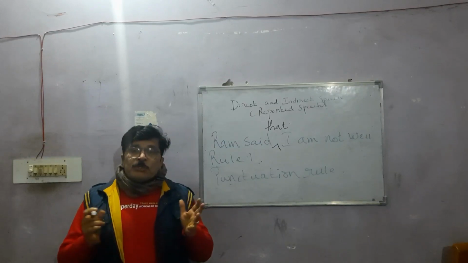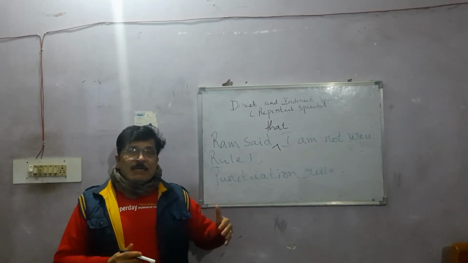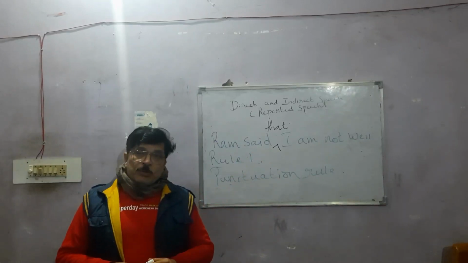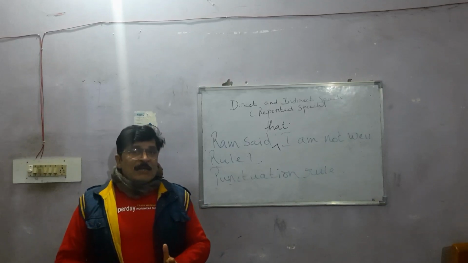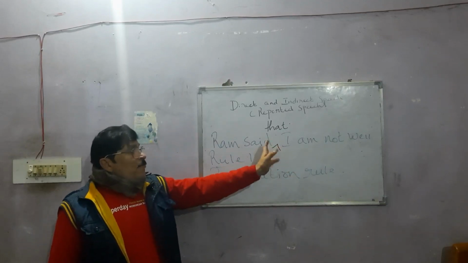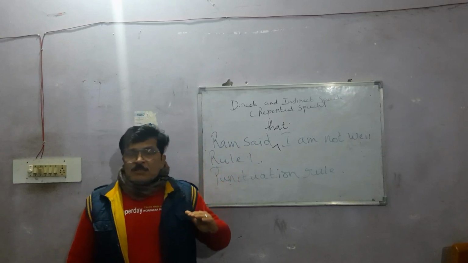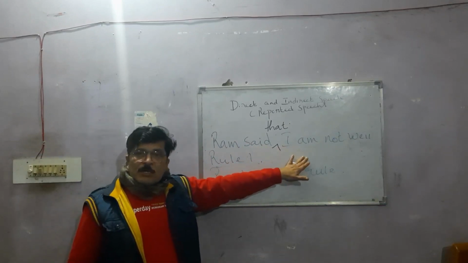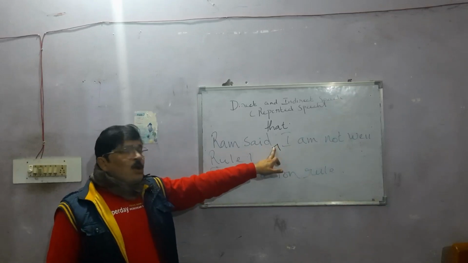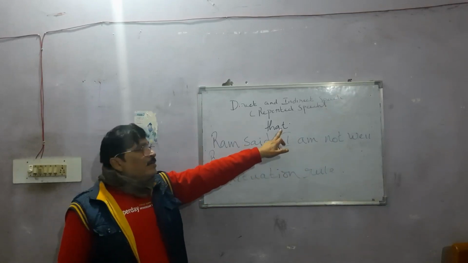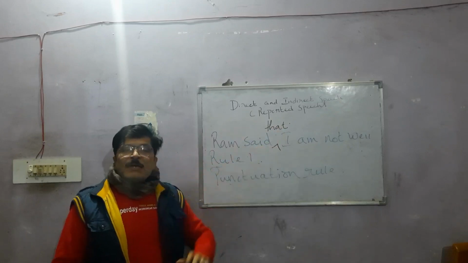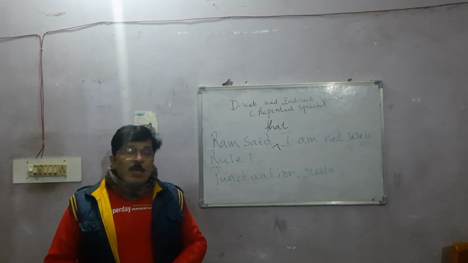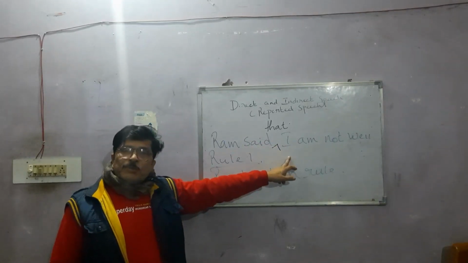I do not want you to muddle up your mind by giving you all those things in the beginning itself. You will get confused. So I'm going to give it to you directly. When you get a direct speech, remove the comma and the inverted commas, and instead of the comma, you should add that. That is a subordinate conjunction. So this is the first rule that you have to follow.